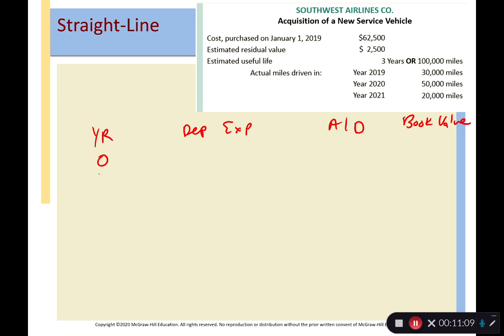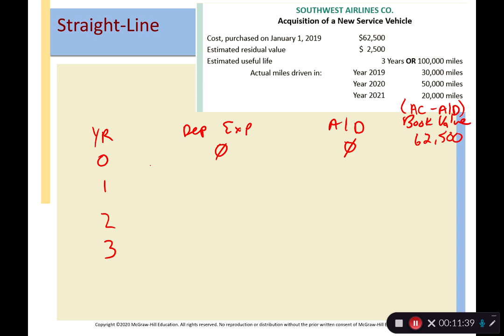So I always start with year zero. Year zero represents the day you purchase the asset. And then we'll have 3 years because this asset's useful life is 3 years. And in year zero, there's no expense and no accumulated. And because the book value is the asset cost minus the accumulated depreciation, notice my abbreviations there, the book value always starts with the cost, which is $62,500 because there's no accumulated depreciation on the day of purchase.